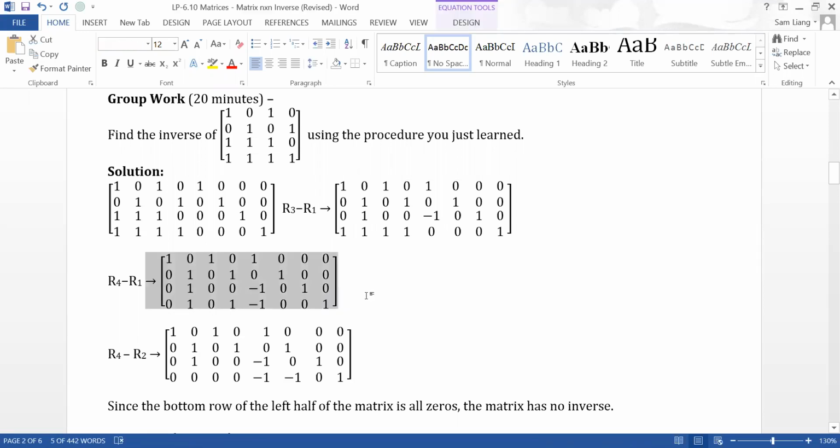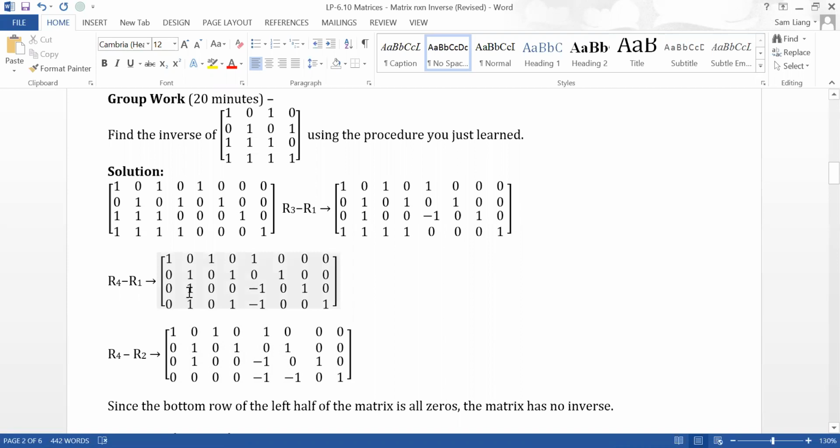Okay. All right, so that's this now. And then as you'll see in the last step, we're going to do R4 minus R2, and that'll give us a row of zeros in the left half on the bottom row, right? Which means that this has no inverse. Okay, so let me finish the last step. So it's R4 minus R2, right?